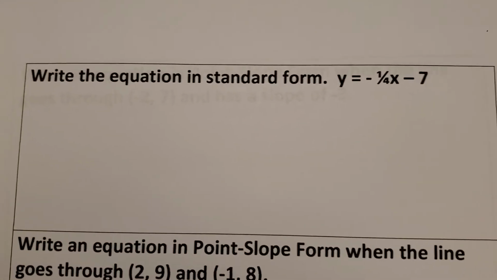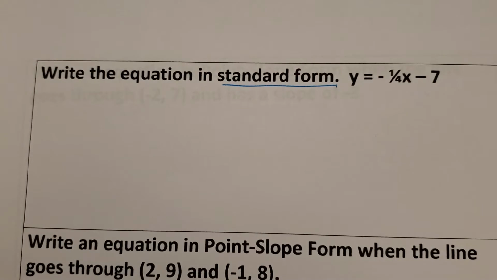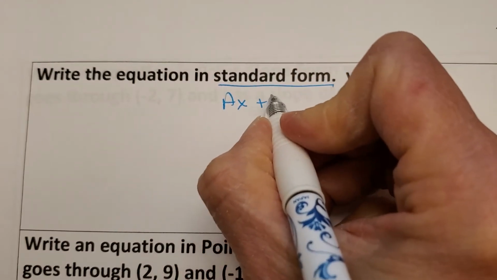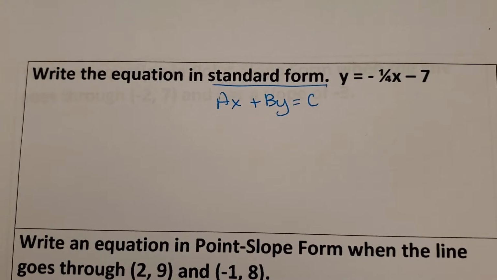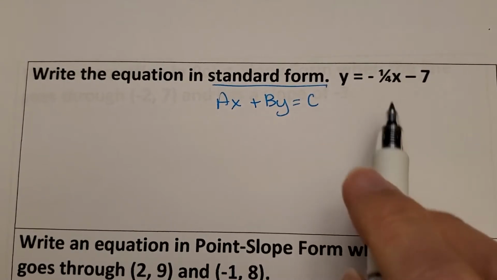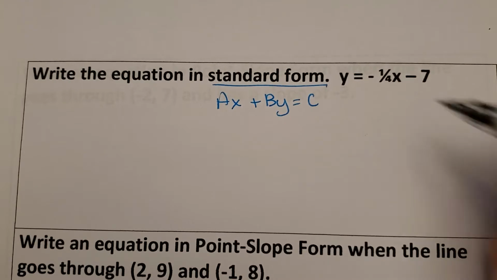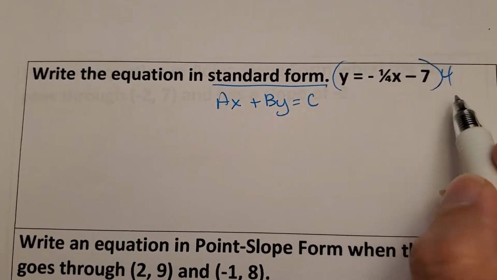Now we're going to write some equations. It's important that you read directions on the test. It says write the equation in standard form. Well, to get it in standard form, remember that's ax plus by equals c, and everything has to be an integer. Well, that's not an integer. And x is on the right side, and I need it on the left side. So the first thing I'm going to do is multiply everything by 4. That will make everything an integer.